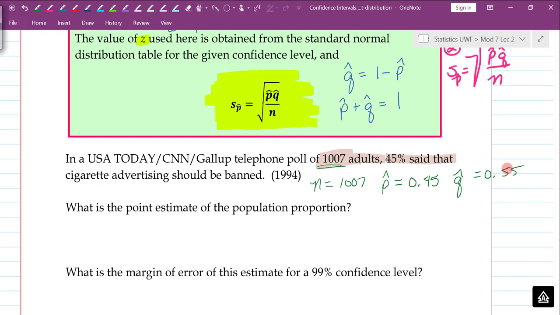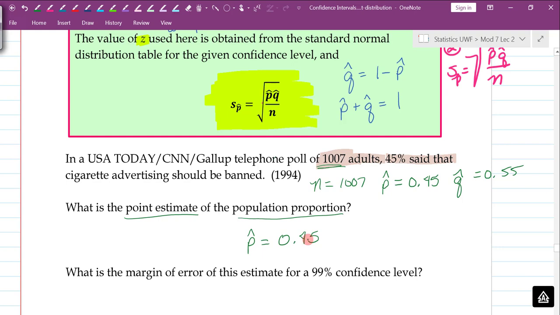And it says, what is the point estimate for the population proportion? That's our question. Remember, what they're saying is we need the best estimate for the population proportion. The best estimate for the population proportion is going to be p hat, which is equal to 0.45. You don't even have to do any calculations. You just have to know the definition.